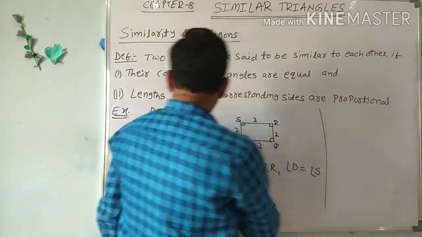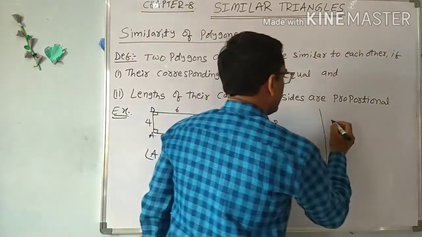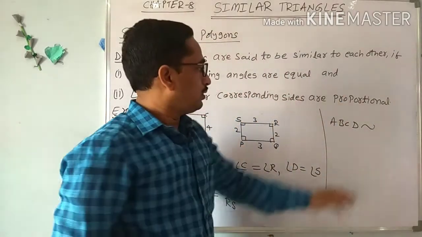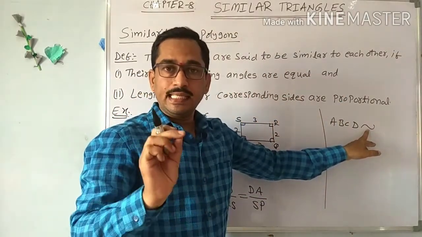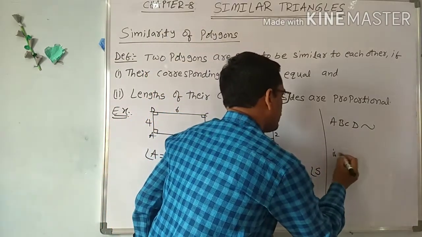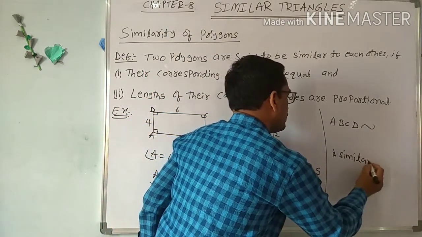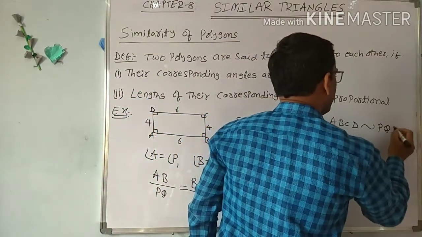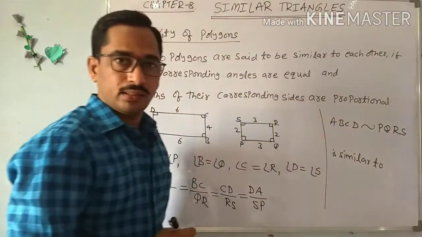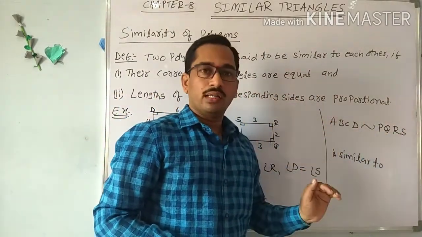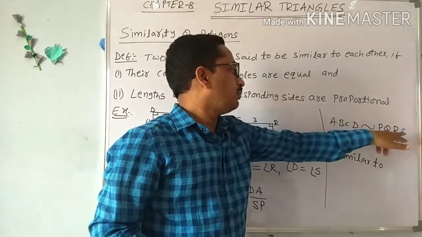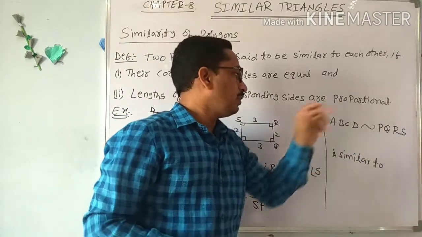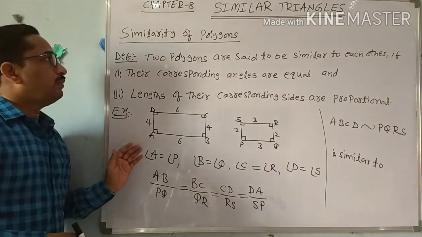So here the first figure, rectangle ABCD, is similar to PQRS. Use this symbol to represent similar to. Read this as 'is similar to'. So ABCD is similar to PQRS. Here the order is important. ABCD is similar to PQRS, but ABCD is not similar to QRSP. The order of the letters is important. This is about the similarity of polygons.